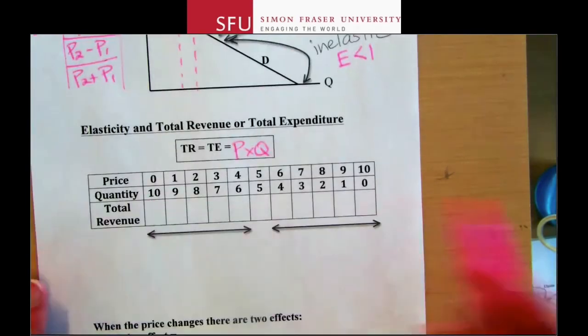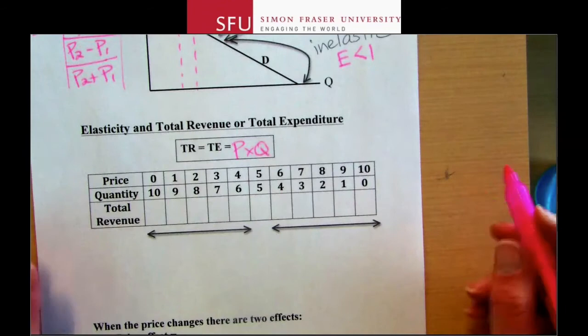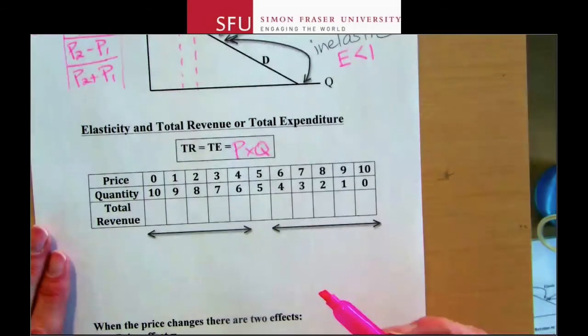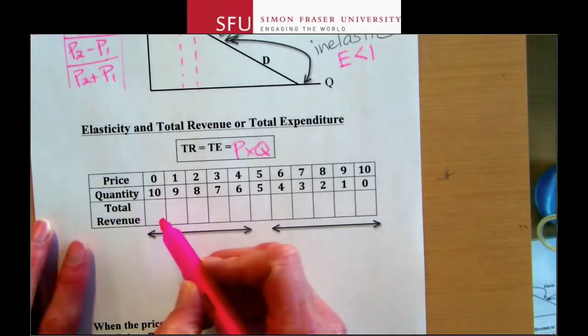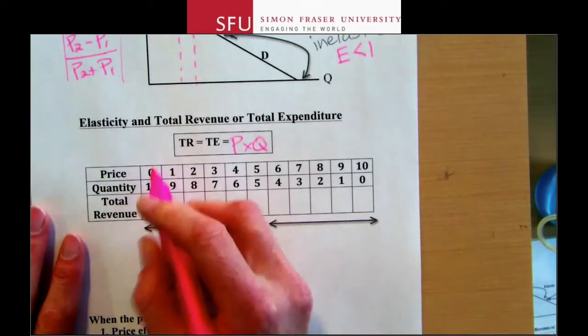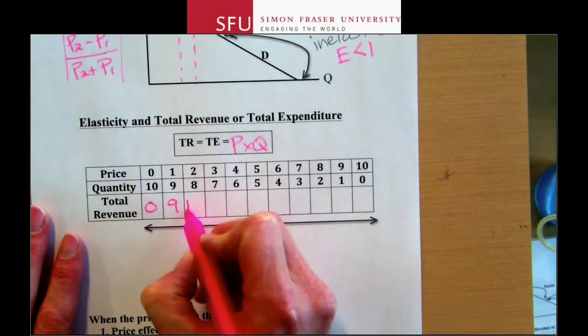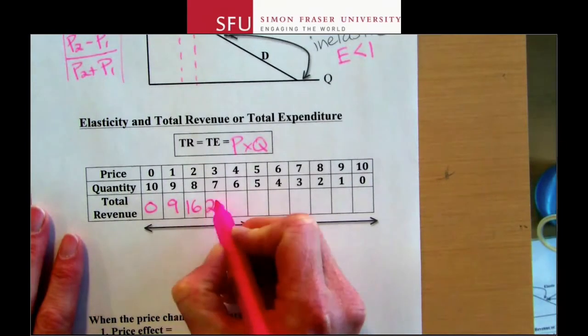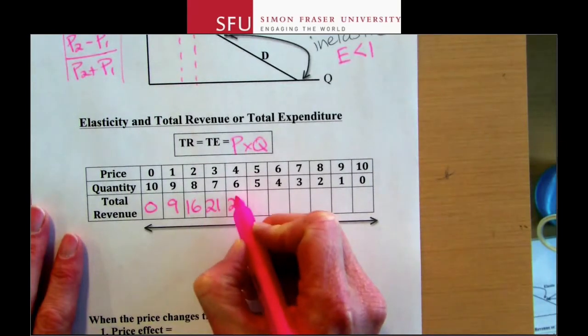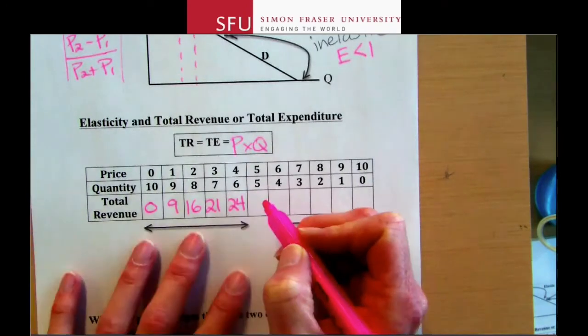All right. So looking at this table, we've got price and quantity. So this is like a demand schedule going that way. So let's calculate the total revenue. Okay, so 0 times 10, 1 times 9, 2 times 8. Okay, now stop there for a minute.